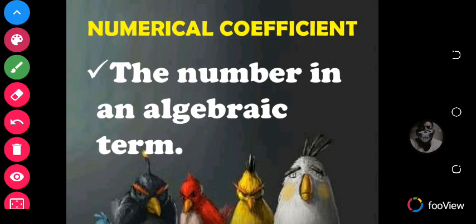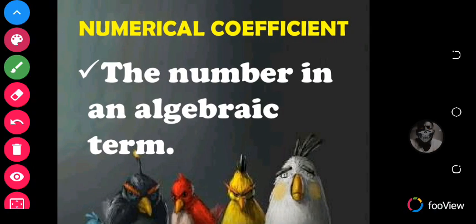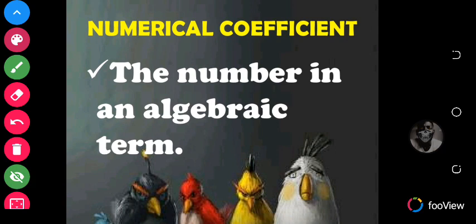Numerical coefficient. The number in an algebra term is called a numerical coefficient. Let's look at an example. An example is 3x. So this is a numerical coefficient.